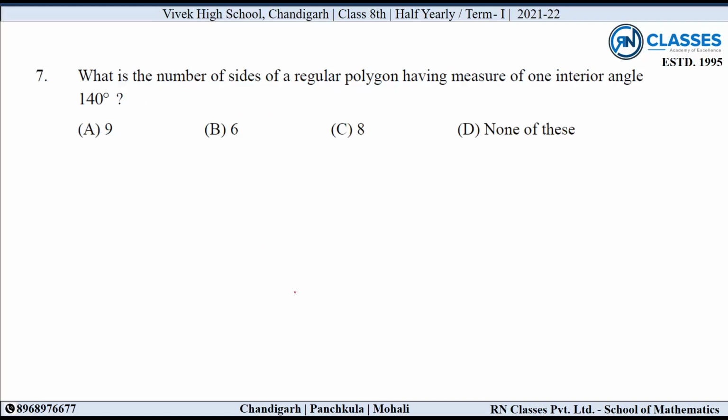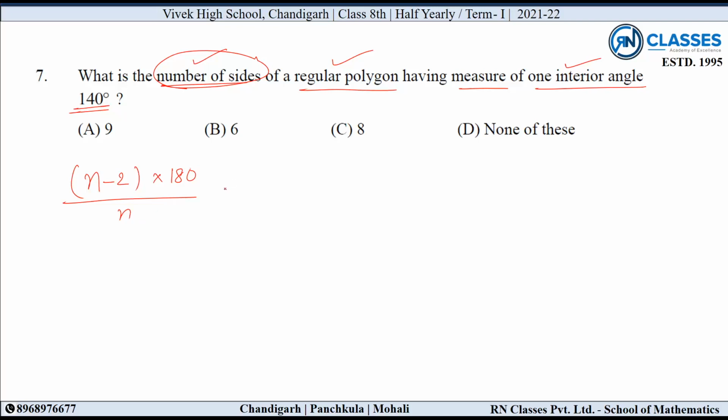Part B. Such a simple one, you can do it. What is the number of sides of a regular polygon having measure of one interior angle 140 degrees? Regular polygon, we have to find one interior angle. We don't know the number of sides, we have to find the number of sides. Let the number of sides be n, right? The sum of interior angles we know is n minus 2 into 180. Now in a regular polygon all angles are equal, right? Divided by the number of sides, meaning number of angles, n, this gives us the interior angle. The interior angle is given as 140 degrees.